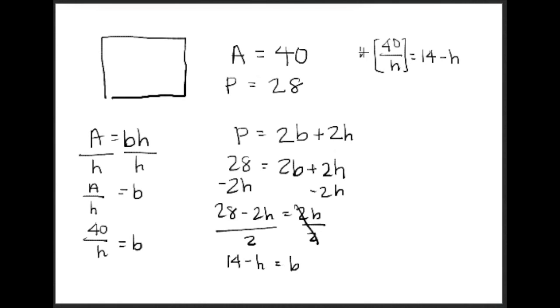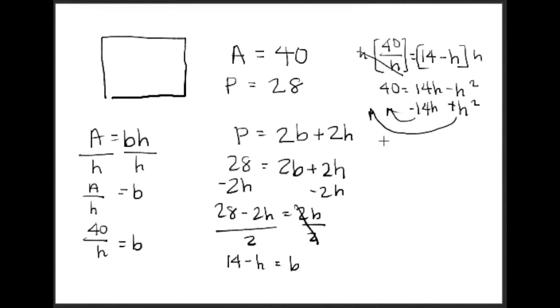And I'm going to multiply both sides by h to get rid of the h in the denominator. So I now have 40 equals 14h minus h squared. I want all of that on one side so that I have it equal to 0. So I'm going to add h squared and subtract 14h on both sides. So I end up with h squared minus 14h plus 40 equals 0. I'm going to solve for h by factoring it out.